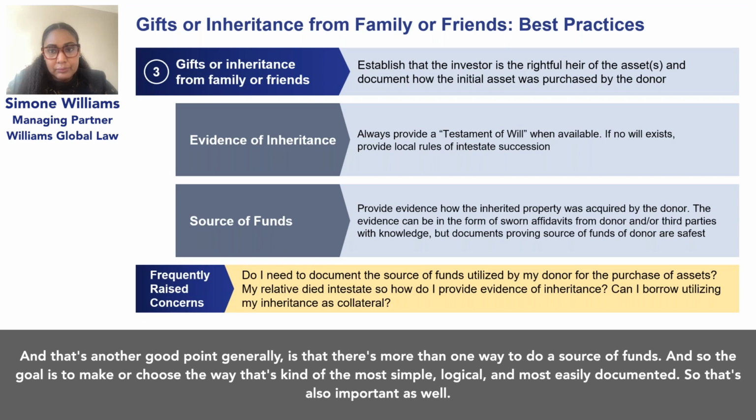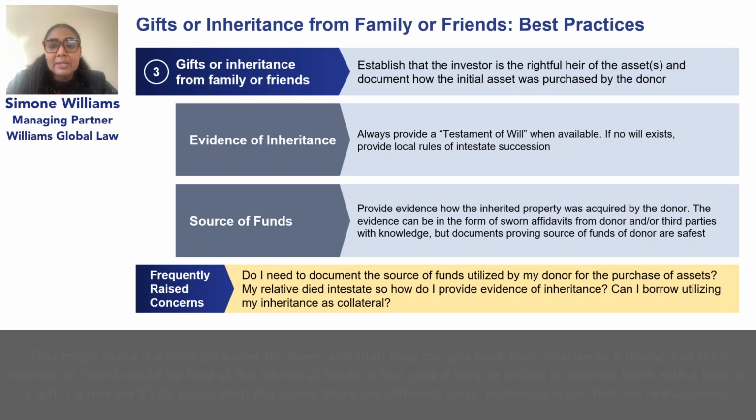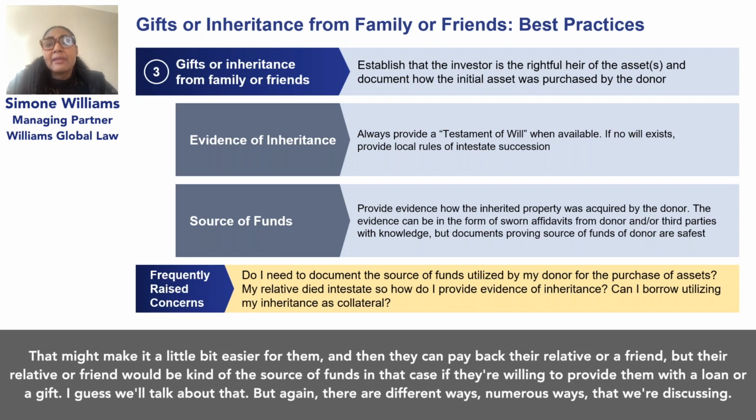And that's another good point generally, that there's more than one way to do a source of funds. So the goal is to choose the way that's the most simple, logical, and most easily documented. Exactly. Because I think investors come in the door with, this is how they did it, maybe income or sale proceeds. But then we figure out there are other ways. They may have a friend in the US that's willing to give them a gift, willing to show their evidence of their source of funds. That might make it a little bit easier for them, and then they can pay back their relative or friend.